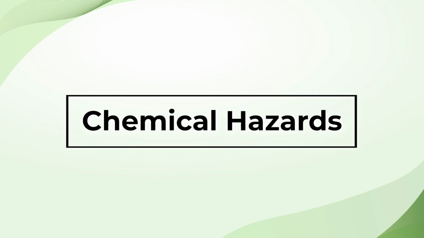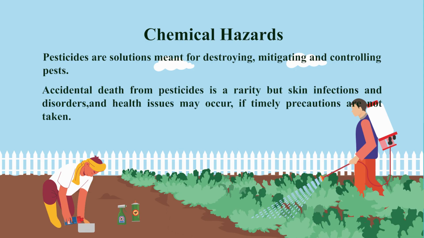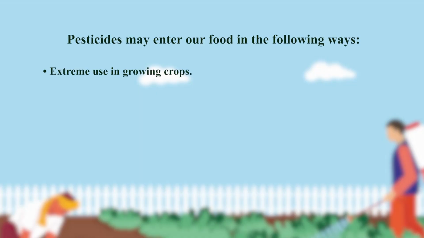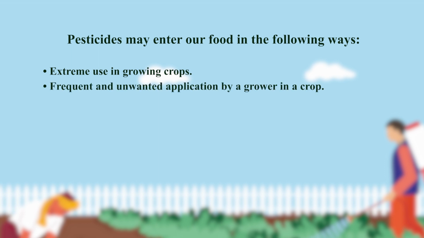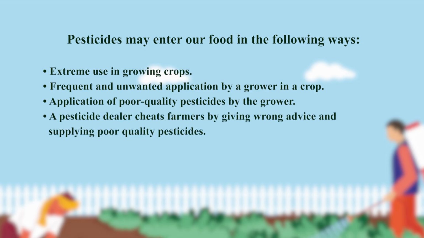Third, chemical hazards. Pesticides are solutions meant for destroying, mitigating and controlling pests. Accidental death from pesticides is a rarity, but skin infections and disorders and health issues may occur if timely precautions are not taken. Students, pesticides may enter our food in the following ways: extreme use in growing crops, frequent and unwanted application by a grower in a crop, application of poor quality pesticides by the grower. A pesticide dealer cheats farmer by giving wrong advice and supplying poor quality pesticides.